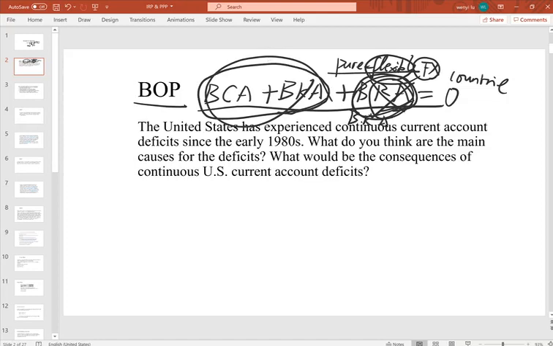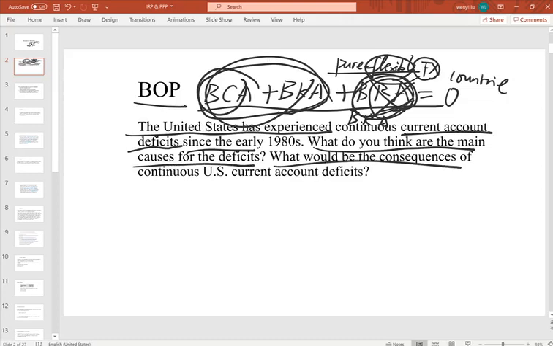Now let's see the questions. The US has experienced continuous current account deficit since the early 1980s. What do you think are the main causes for this deficit? What would be the consequence if the US continuously incurs current account deficits?